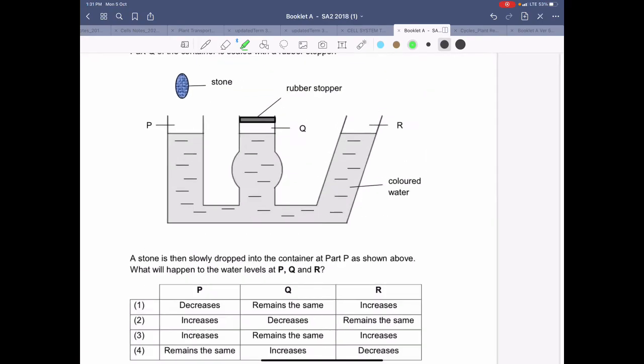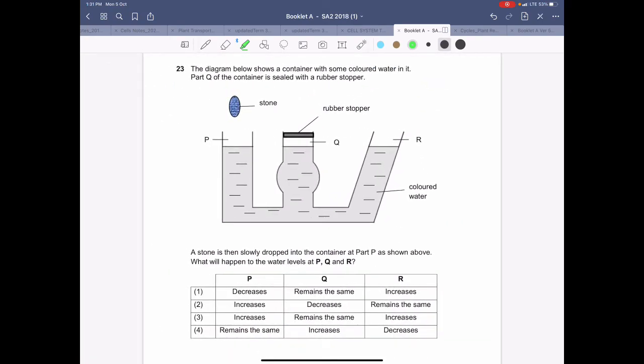Alright, moving on. Question 23. The diagram shows a container with some colored water in it. Part Q of the container is sealed with a rubber stopper. A stone is then slowly dropped into the container at P as shown above. What will happen to the water levels P, Q, and R?